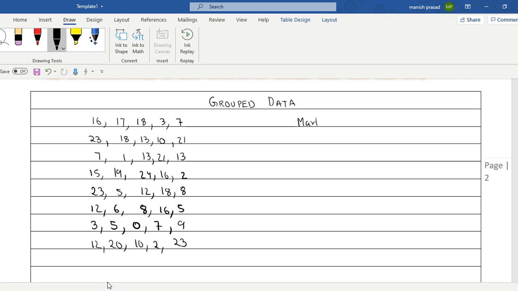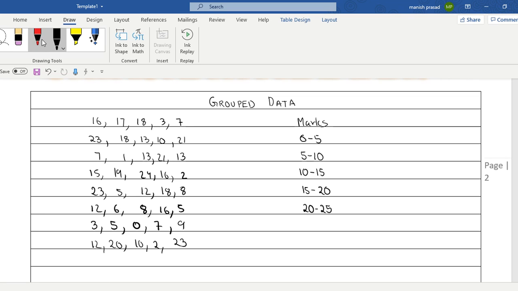So the marks become 0 to 5, where 0 is included but 5 is not included. 0 is known as the lower limit, 5 is known as the upper limit. The lower limit is included, the upper limit is not included. So 5, 6, 7, 8, 9 will be included here. But 10 will go to the next line. So 10, 11, 12, 13, 14 will be till here. Then 15, 16, 17, 18, 19 will be till here. Then 20, 21, 22, 23, 24, and 25. Till 24 it will be here. So we can stop here.